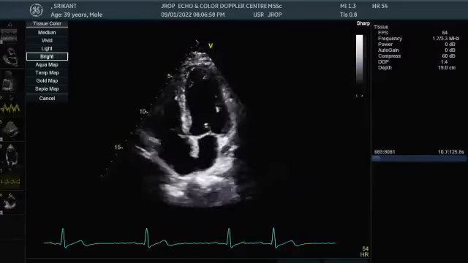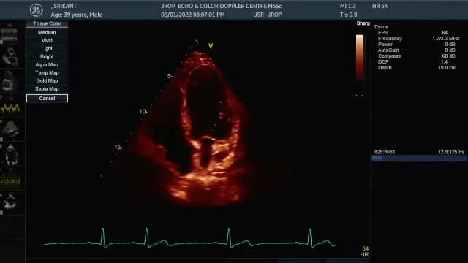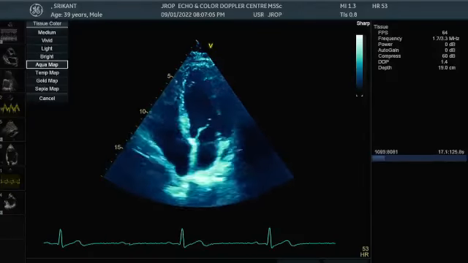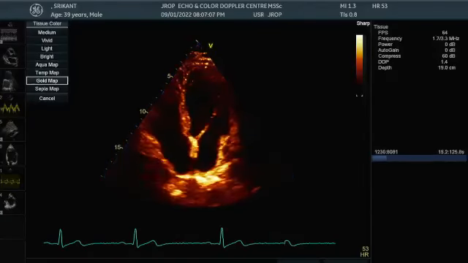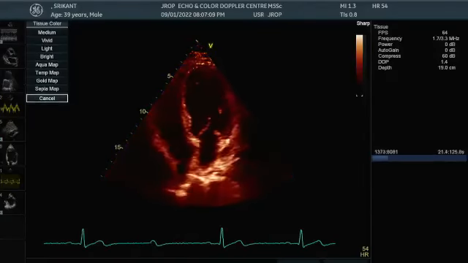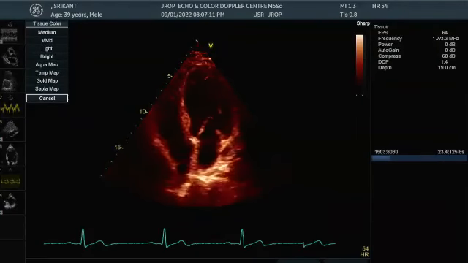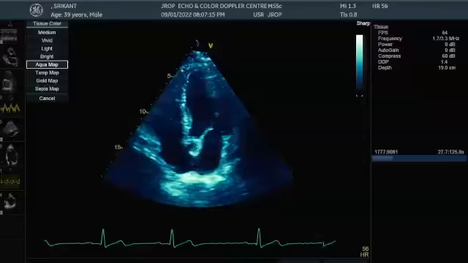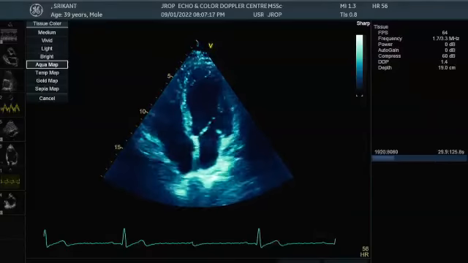And these are known as B scan colors. I'm changing my colors. These are known as B scan colors. Then the B mode is similar to 2D mode, sir? Same. 2D mode. Yeah. Okay.